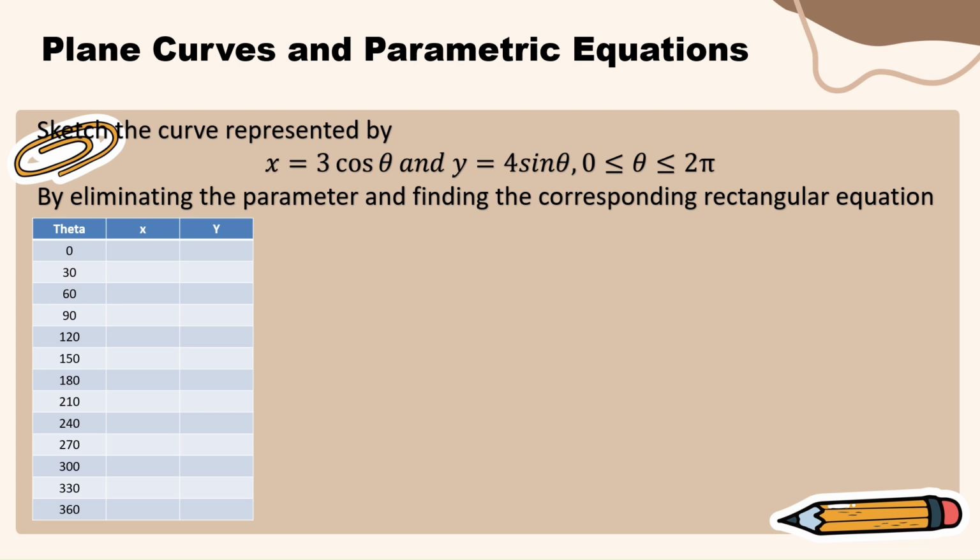Okay, for this video, we're going to sketch the curve represented by the parametric equations x is equal to 3 cosine theta and y is equal to 4 sine theta from the interval 0 to 2 pi. And after that, we're going to eliminate the parameter and find the corresponding rectangular equation.